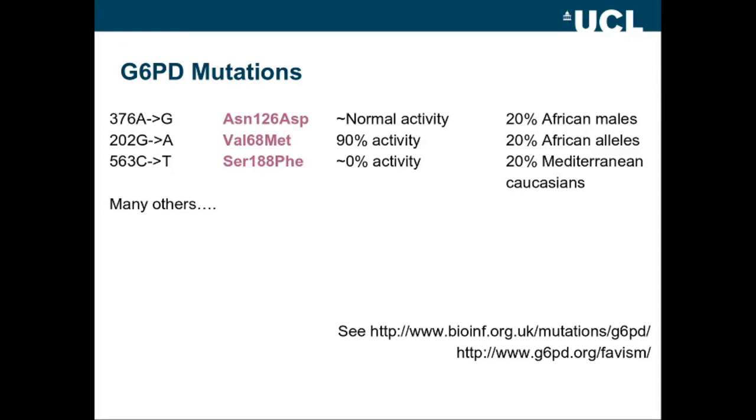The 202G to A mutation, leading to valine 68 to methionine, leads to a small reduction in activity. About 90% activity remains, and that's present in about 20% of African alleles. On the other hand, the 563C to T mutation leads to serine 188 to phenylalanine, and that results in no activity at all. And that mutation is present in 20% of Mediterranean Caucasians. And as I said, there are many others as well, and they've actually been classified by the WHO into different levels of severity.